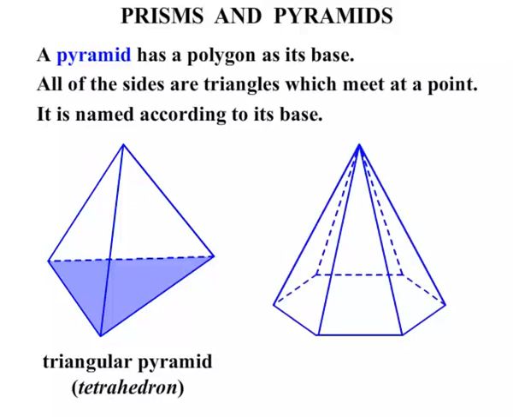This pyramid, what has it got as its base? If you look at it, how many sides? 1, 2, 3, 4, 5, 6. 6 sides. It's a hexagon, so it's known as a hexagonal pyramid.